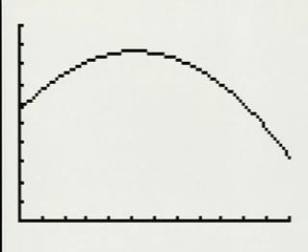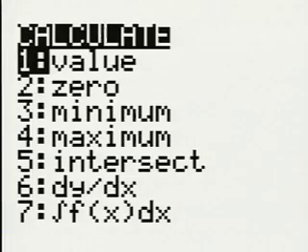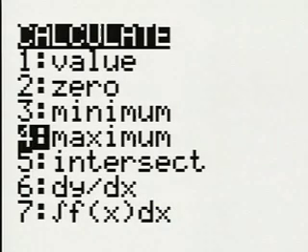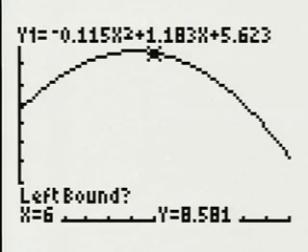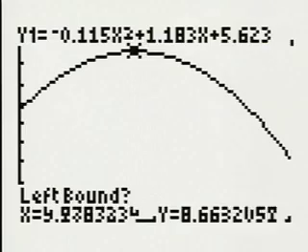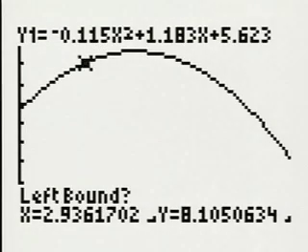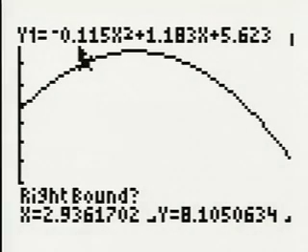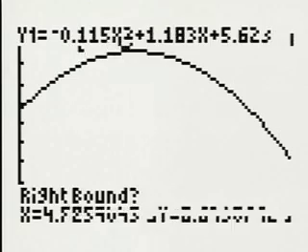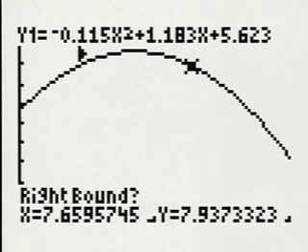For part A, we were asked to determine the highest rate during this time period, so that means we need to find the maximum. So we're going to go to our Calc menu, select option number 4 for maximum. The left bound, we need to go to the left of the peak, so we want to scroll to the left so that we're clearly on the upside of the peak. Hit enter to select that. For our right bound, we want to scroll so that we're clearly to the other side of the peak, the downward slope. We'll hit enter.